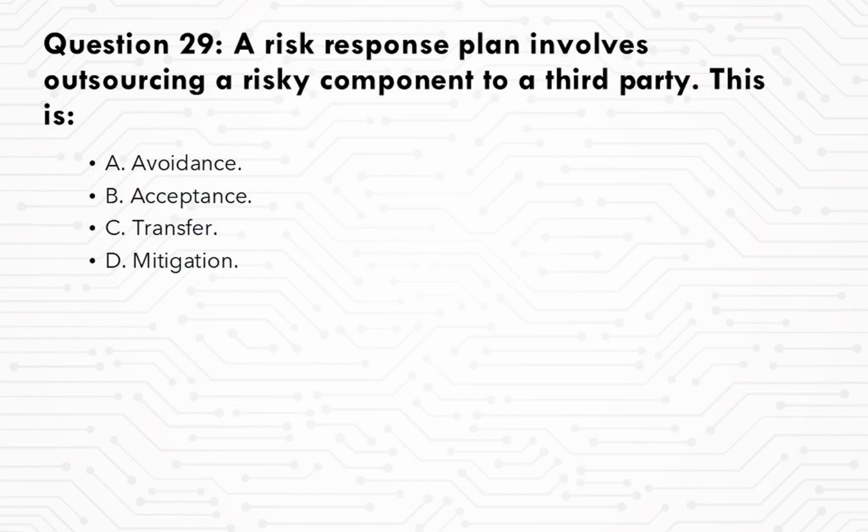Question 29. A risk response plan involves outsourcing a risky component to a third party. This is A. Avoidance. B. Acceptance. C. Transfer. D. Mitigation. Answer: C. Transferring risk shifts responsibility to another party.